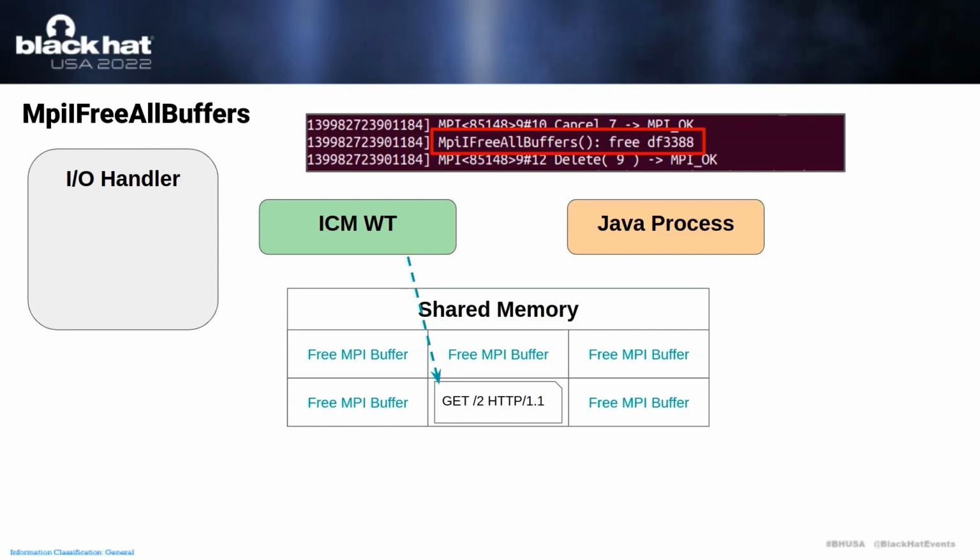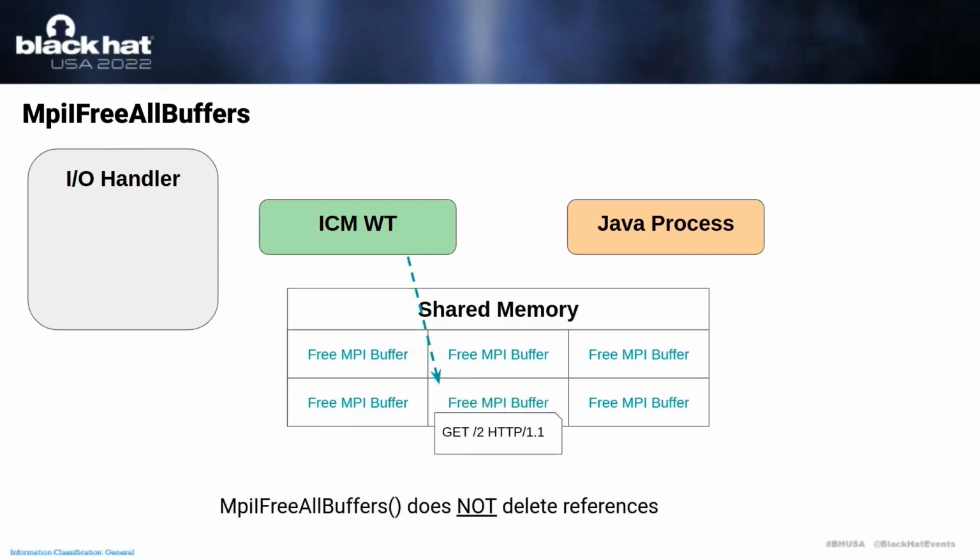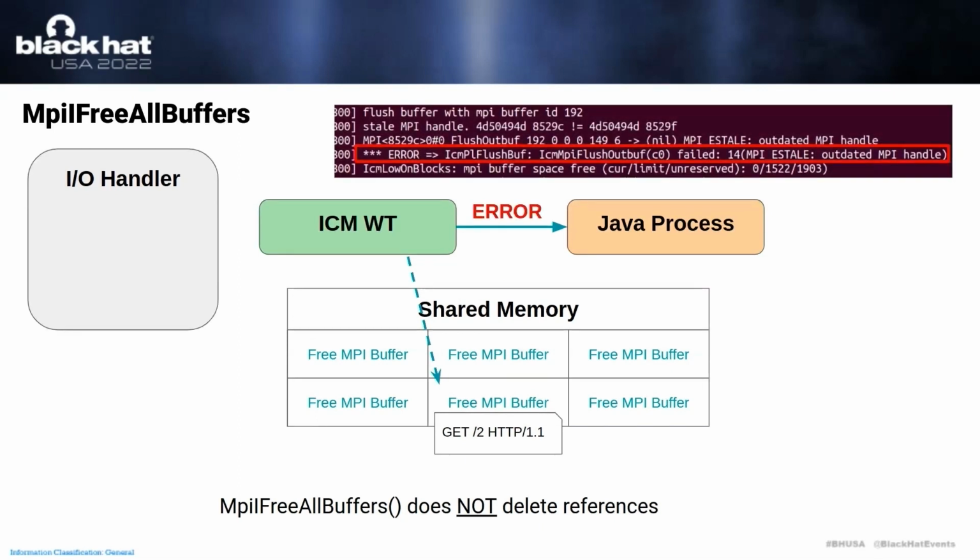So now we have a reference to a free MPI buffer, and of course, the reference is not lost when the MPI buffers are freed. And so when the worker thread sends this to the Java process, we will see an error raised because the worker thread thinks that there is no buffer being used.